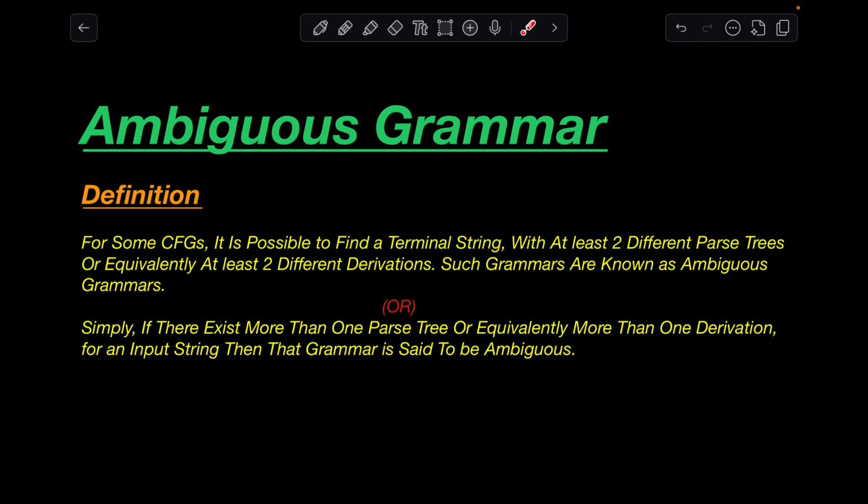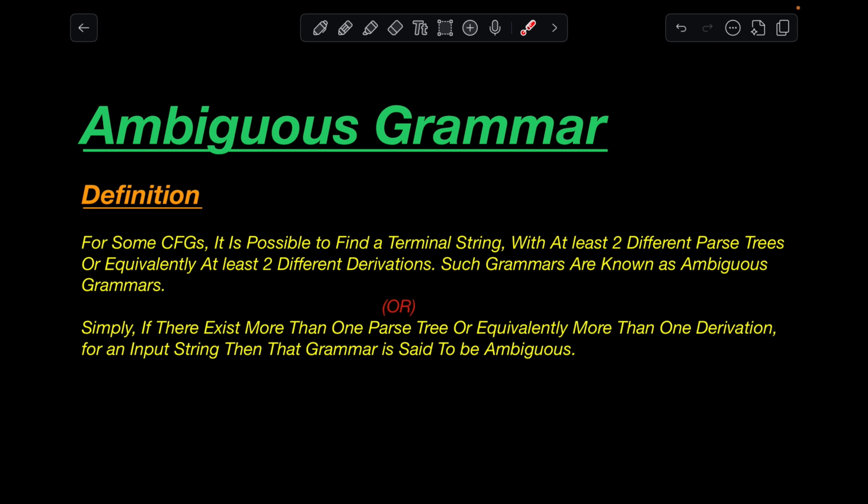For some CFGs, it is possible to find a terminal string with at least two different parse trees or, equivalently, two different derivations. Such grammars are known as ambiguous grammars. Simply, if there exists more than one parse tree or, equivalently, more than one derivation for an input string, then that grammar is said to be ambiguous.